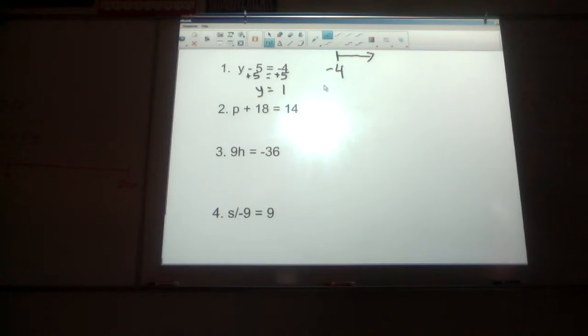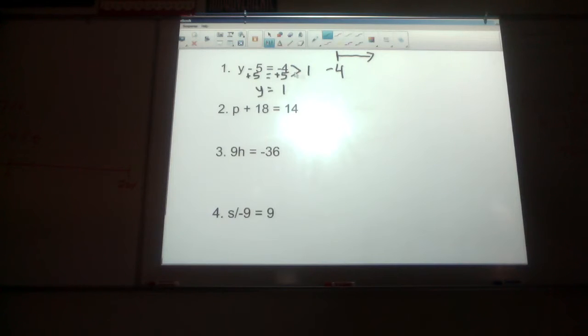Now the other way that we talked about when we're adding integers, when the sign is different, we find the difference between the two. So the difference between 5 and 4 is 1. And then we keep the sign of the number that has the greatest absolute value. So this +5 is bigger than this -4 when we're looking at absolute value. So we keep this positive sign, so our answer would be +1.